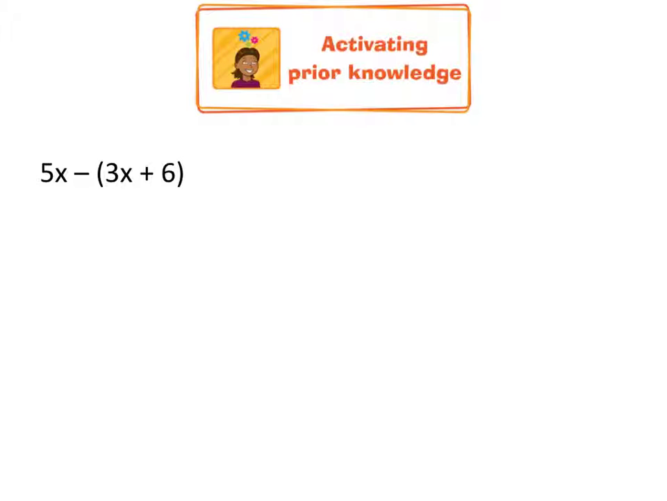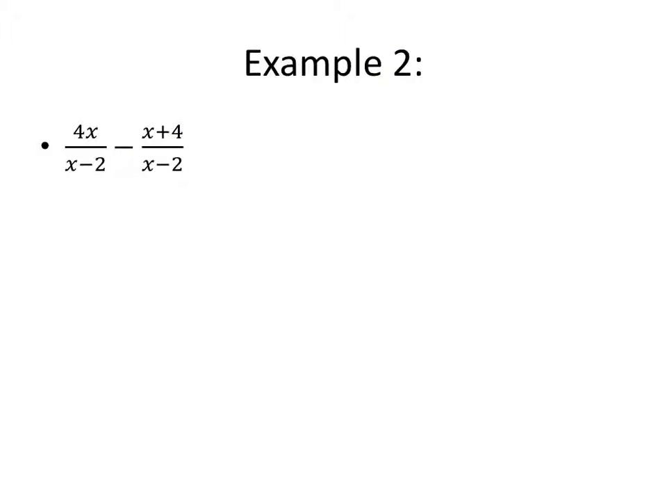Alright, this one, write this down. 5x minus, parentheses, 3x plus 6. So using our prior knowledge, I'm going to distribute this negative, drop down the 5x, get negative 3x minus 6. Combine like terms. So we're going to apply that prior knowledge.